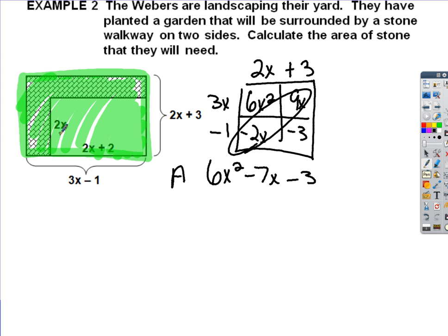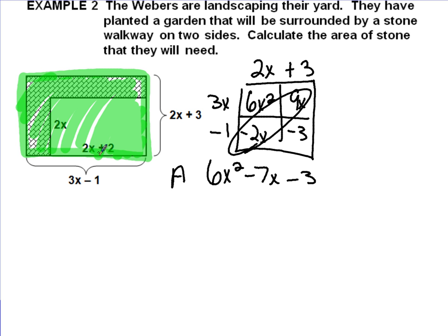Next, we're going to find the area of the smaller one. In order to do that, I've got 2x and 2x plus 2. So I can either distribute the 2x, or I can make a box with just 2, like this. So when I multiply these, I get 4x squared and 4x. So that's 4x squared plus 4x.